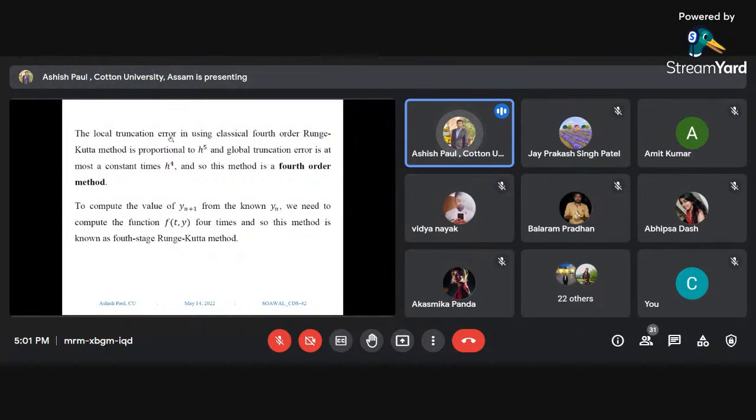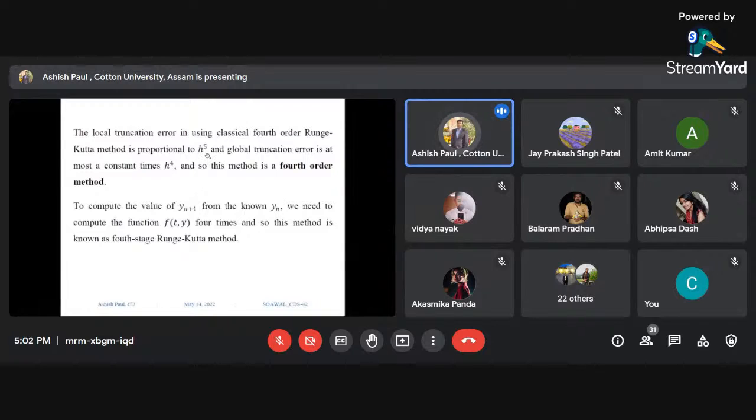Now the local truncation error in using the classical Runge-Kutta method is h to the power 5. Local truncation error, that is truncation error at each stage, will have h to the power 5. So if we take h equal to 0.1, then the local truncation error in Euler method is proportional to 0.1. But here in this case, it will be 0.00001. And the global truncation error is proportional to h to the power 4.